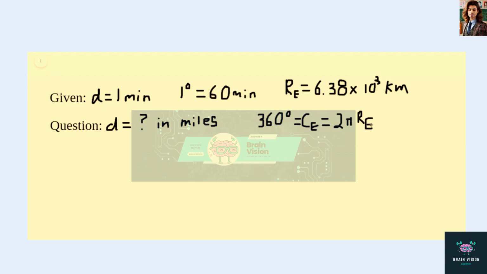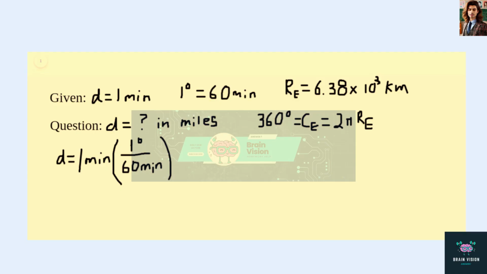All right. So now let's go ahead and start working our conversion. We're going to start out with what we know, which is the distance is equal to 1 minute. And we're going to multiply that by our conversion from minutes to degrees. So 1 degree is equal to 60 minutes of arc.